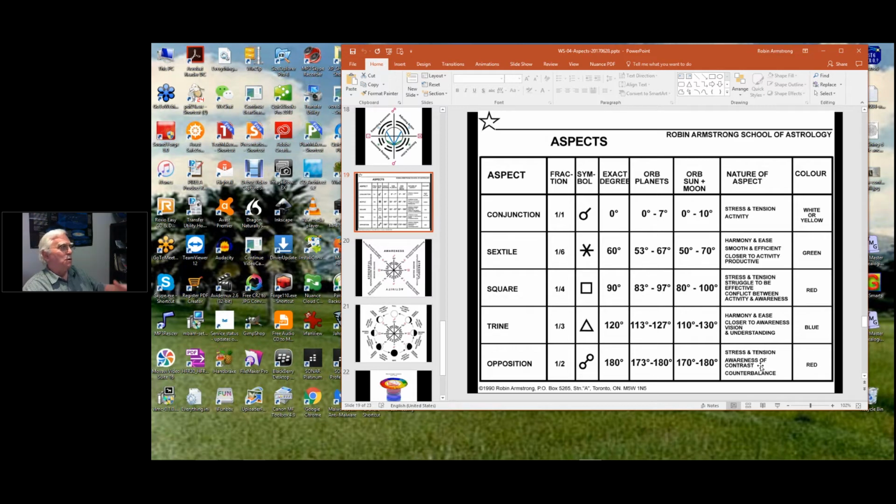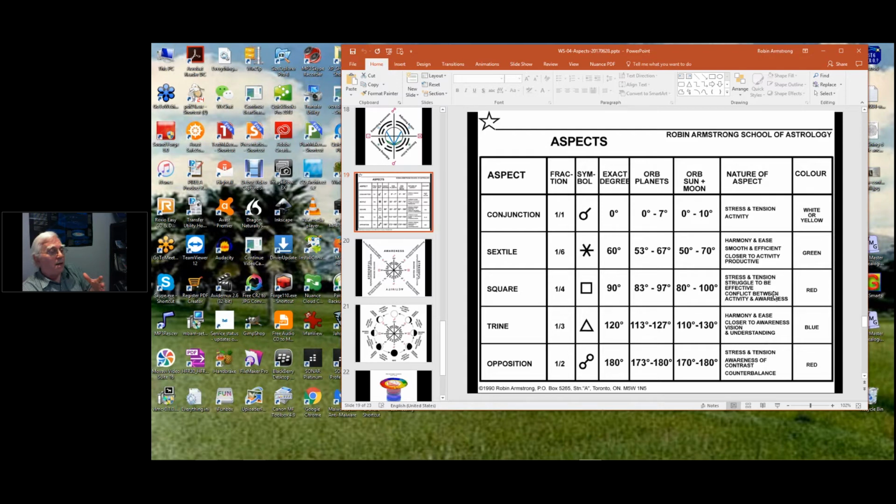It's not just passive. It's, whoa, that's different. How am I going to deal with it? What does that mean? So the opposition is the second stress factor. The square is 1/4 of a circle, so we have whole note, half note, it's like music, quarter notes. The 90-degree aspects are just written as a square. But it's a stress. The aspect has stress, tension, and a struggle to be effective.